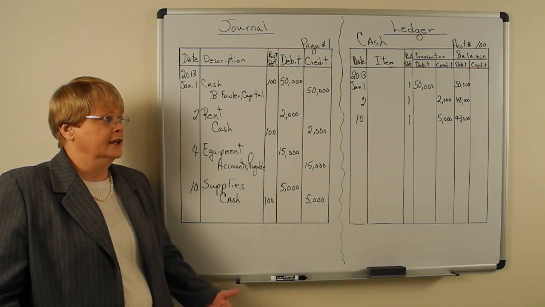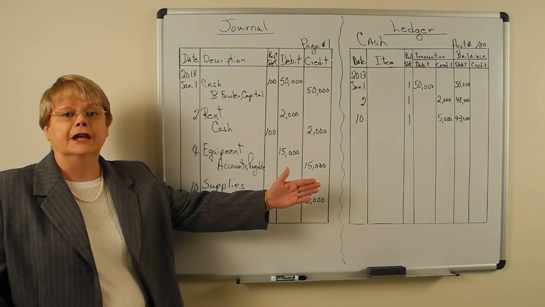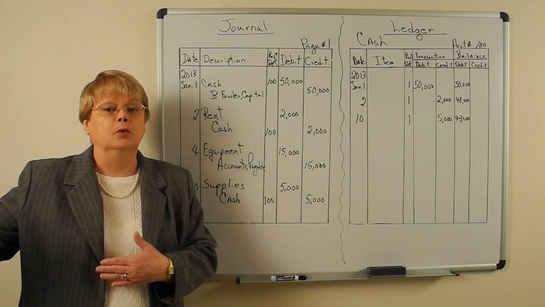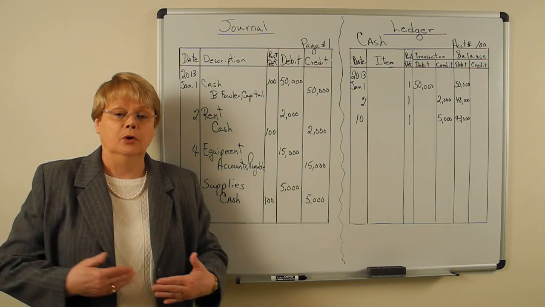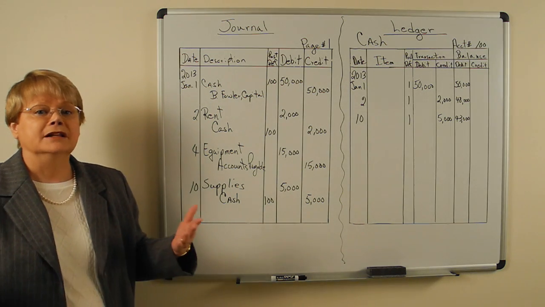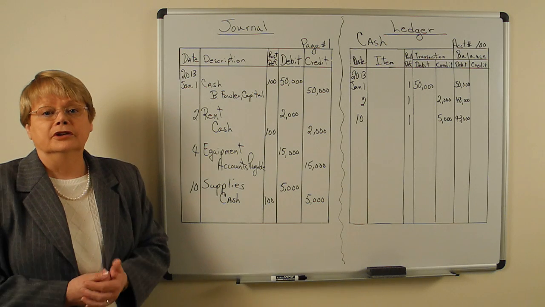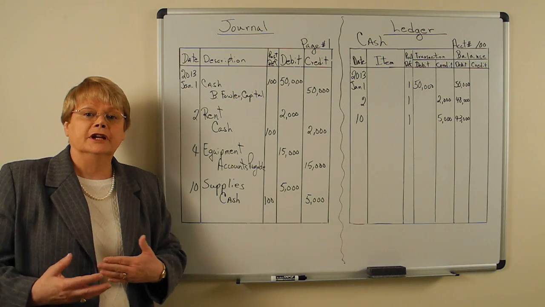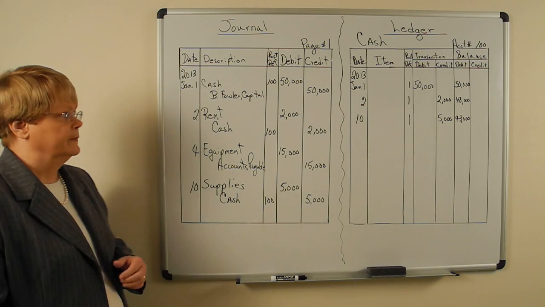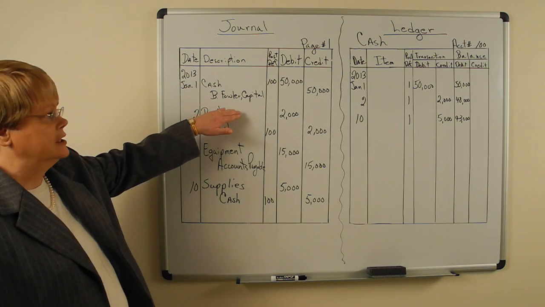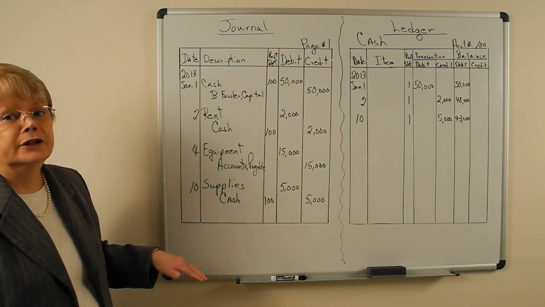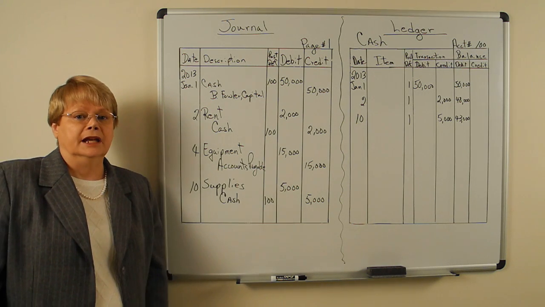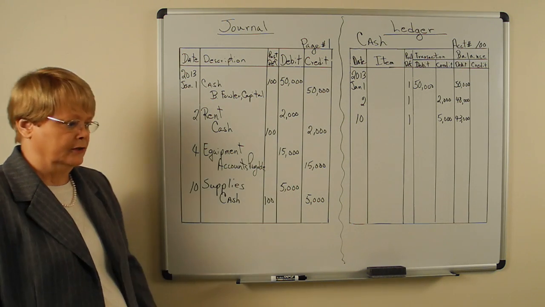You're showing in the ledger where the entry came from, and in the journal you're showing where the entry went to. So it is important so that when you're going back months later, or the auditors come in and they're looking at your records, that it's easy to follow where the entry came from and where it was posted. I only posted the journal entries that affected cash, because that's the only account I have up here. So let's look at them.